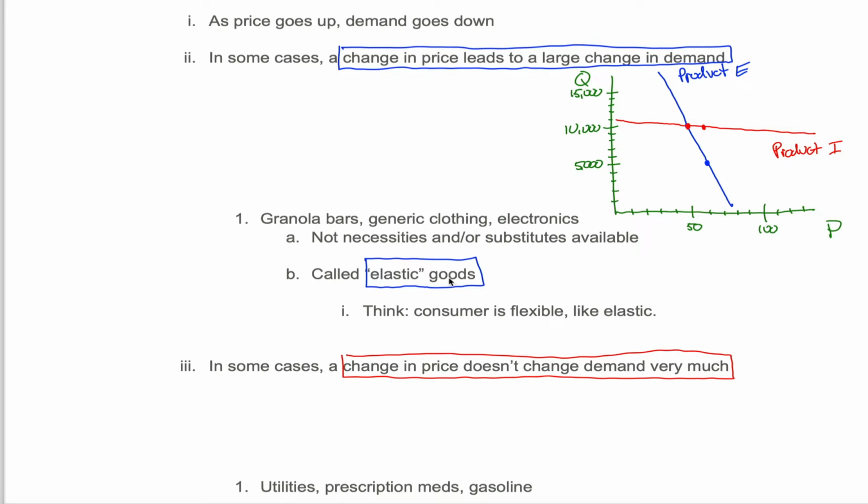So in the case of elastic goods, I think about the consumer as being super flexible. I don't need to buy a Cliff Bar. I can buy a, I don't know, Power Bar or something instead. I'm flexible. Whatever granola bar is cheapest is totally fine. I'm flexible like elastic. These are elastic goods.